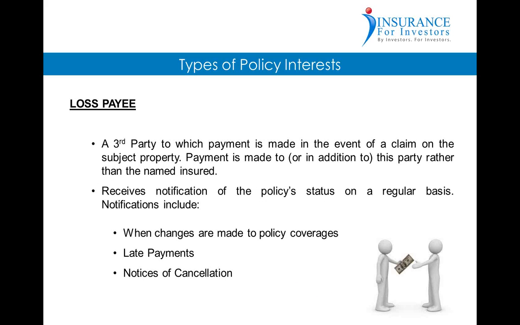Now, the loss payee, this is, again, a very misunderstood term. A loss payee is a third party to which payment is made in the event of a claim on the subject property. Payment is made to or in addition to this party rather than the named insured. An example would be you have a bank that is your mortgagee. A hailstorm comes along and it's going to be $15,000 to replace your roof. When that claim check for $15,000 is made out to whoever owns the policy, it's also going to have the name of the mortgagee listed on that check.